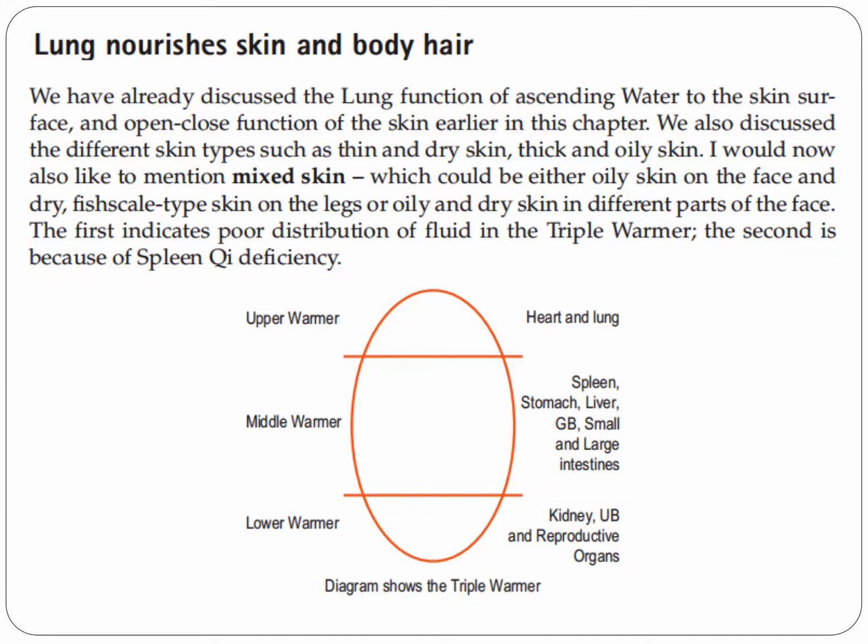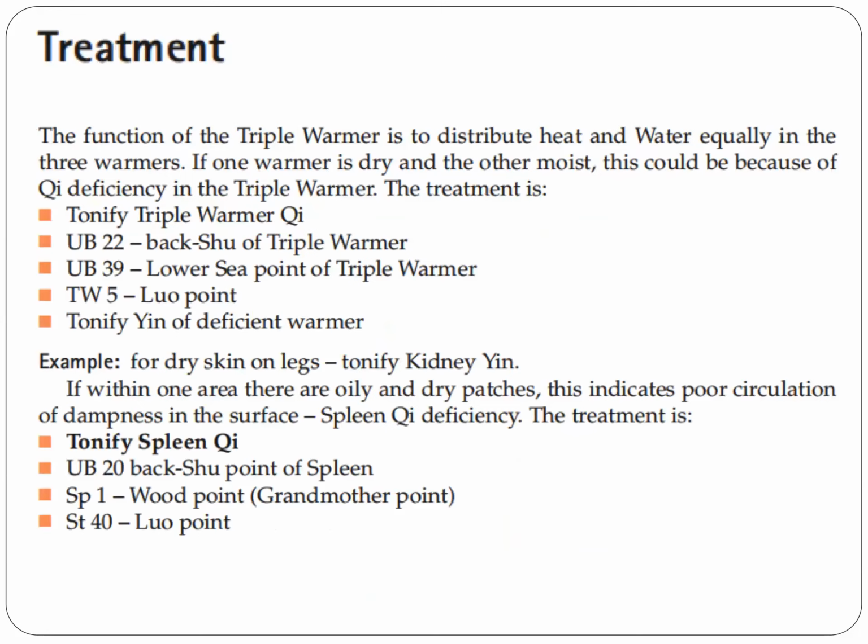Now we have here a diagram showing the triple warmer. The organs belonging to the upper warmer are the heart and lung. In the middle warmer, the spleen, stomach, liver, gallbladder, small intestine, and large intestine. In the lower warmer, the kidney, urinary bladder, and reproductive organs.